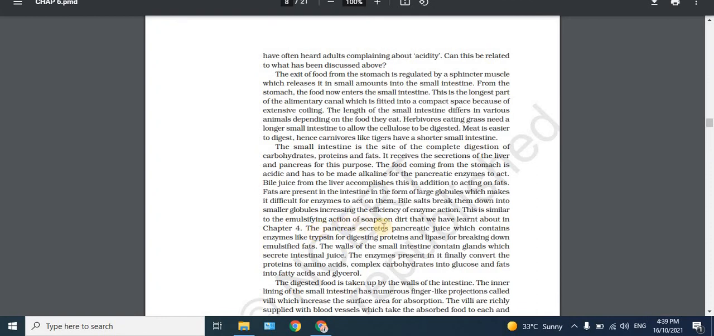The pancreas secretes the pancreatic juice, which contains enzymes like trypsin for digesting proteins and lipase for breaking down the emulsified fats. The wall of the small intestine contains glands which secrete intestinal juice. The enzymes present in it finally convert the proteins to amino acids, complex carbohydrates into glucose, and fats into fatty acids and glycerol.